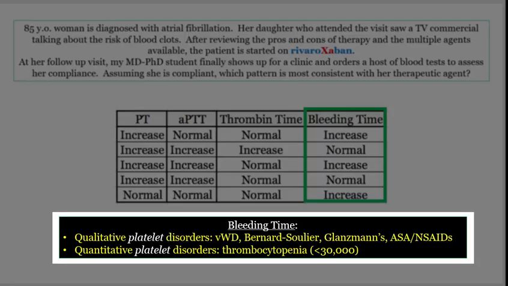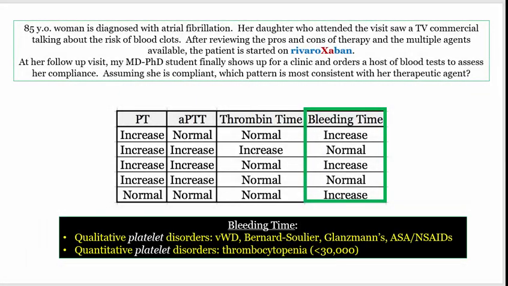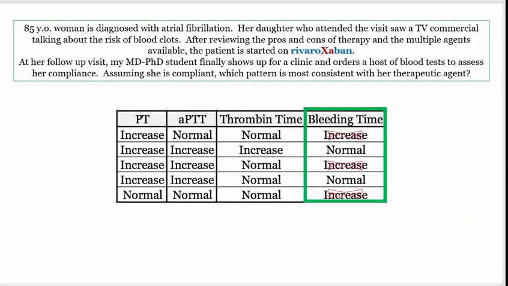Insofar as disturbances of bleeding time, I've listed the qualitative and quantitative disorders for your convenience. At the least, make sure you are familiar with von Willebrand's disease. That's a board's favorite. So let's eliminate these 3 choices.